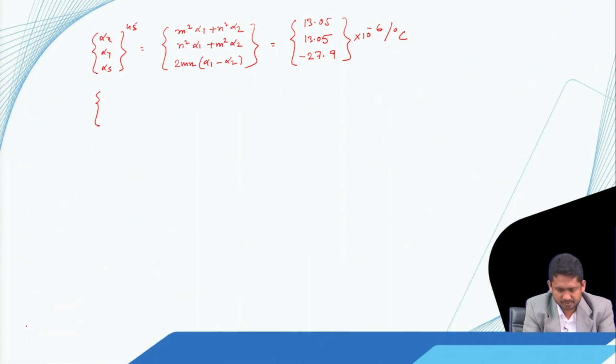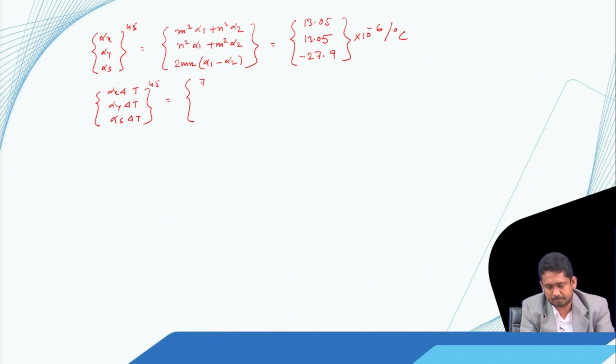And then accordingly we can find out alpha x, the free thermal strain, alpha x into delta T. Delta T is given to us, that is 56 degree centigrade. So, alpha x into delta T, alpha y into delta T, alpha s into delta T, that is also for the 45 degree ply, and the values come to be 730.8, 730.8 and minus 1562.4 into 10 to the power minus 6.